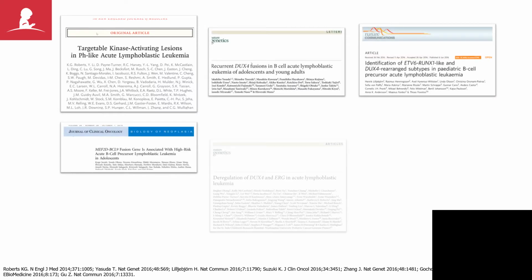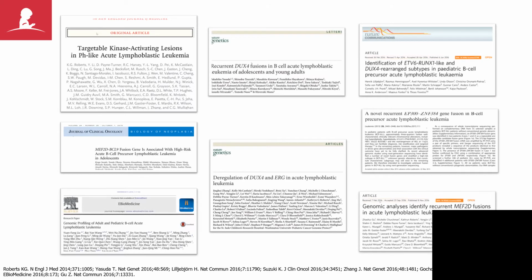And since that time, over the last few years, a number of studies in children and adults of various size have reported a number of new targets of genetic rearrangement in ALL, including transcription factors, kinases, and other genes, several of which appear to classify new subtypes of ALL.